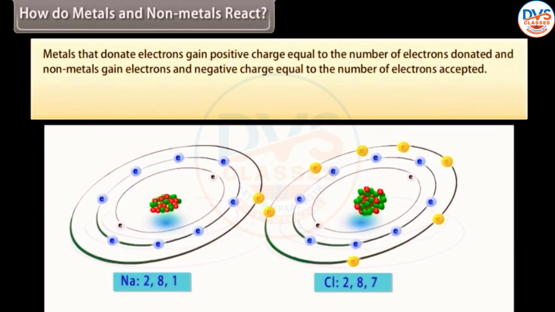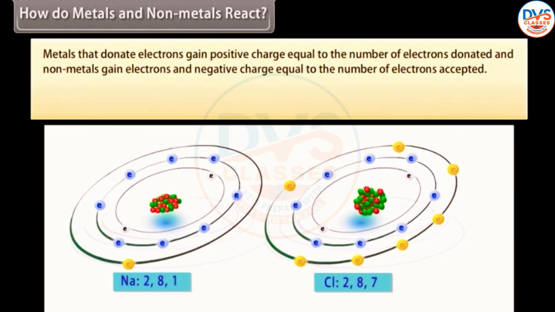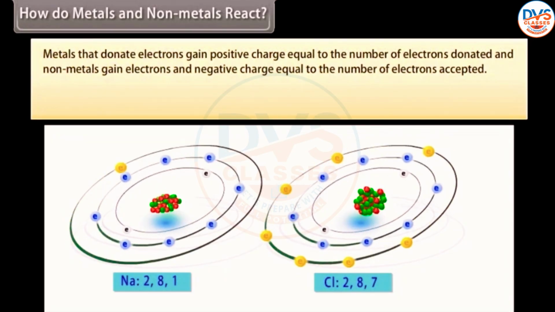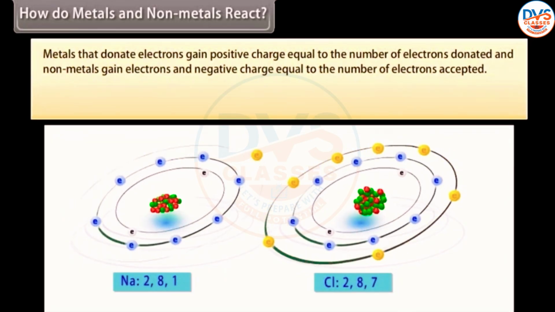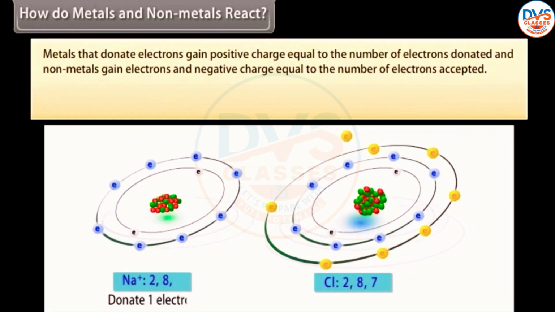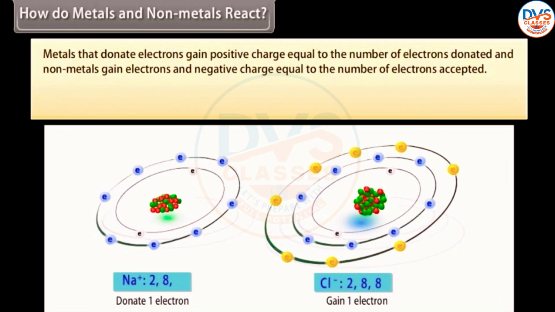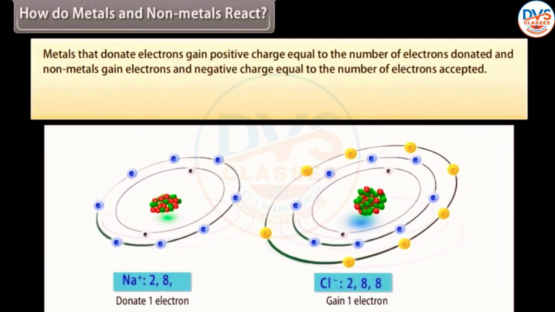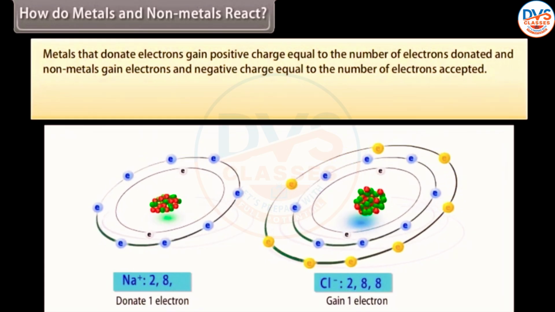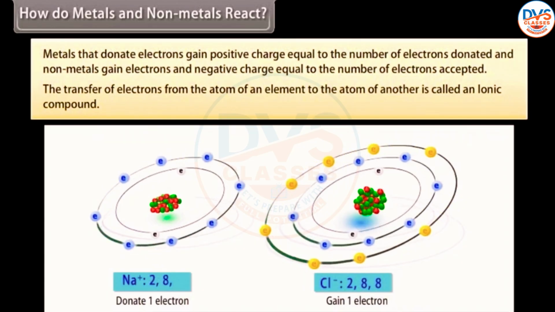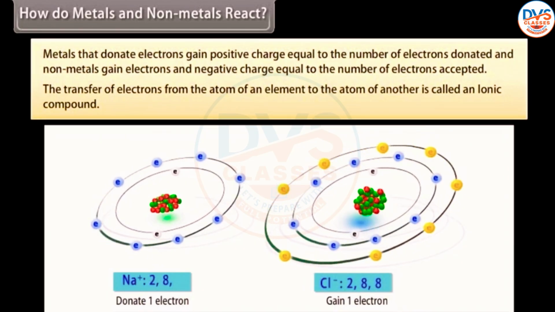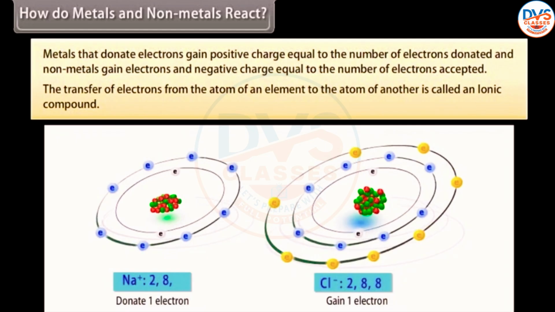When a metal atom donates 1, 2, or 3 electrons from its valence shell to another nonmetal atom that has the ability to accept these electrons, it is known as electrovalency. As a result of this, both these atoms form the structure of an inert gas. The transfer of electrons from the atom of an element to the atom of another forms an ionic compound.